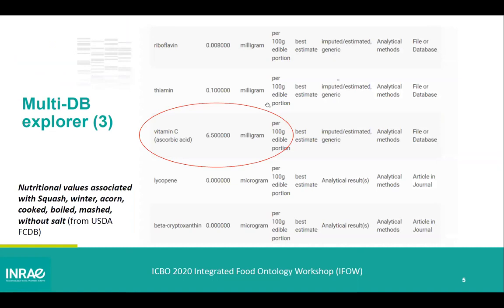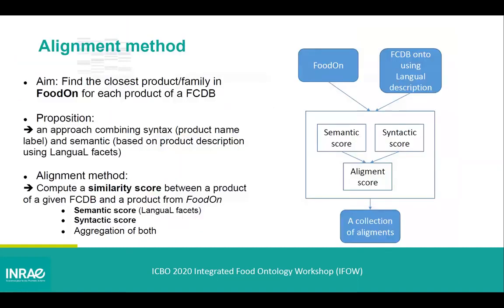Now I will give you some details about this alignment method. What we want to do is to find the closest product and family in FoodOn for each product of a given FCDB. And as you said, the approach is to combine two kinds of information. First, syntactic information, product name label in English, and also the semantic description of a food product using Langual facets, as I showed you before on an example. And what we do is to compute a similarity score, which is an aggregation of two scores, a semantic one we compute using the comparison between Langual facets and a syntactic score, comparing the labels themselves.